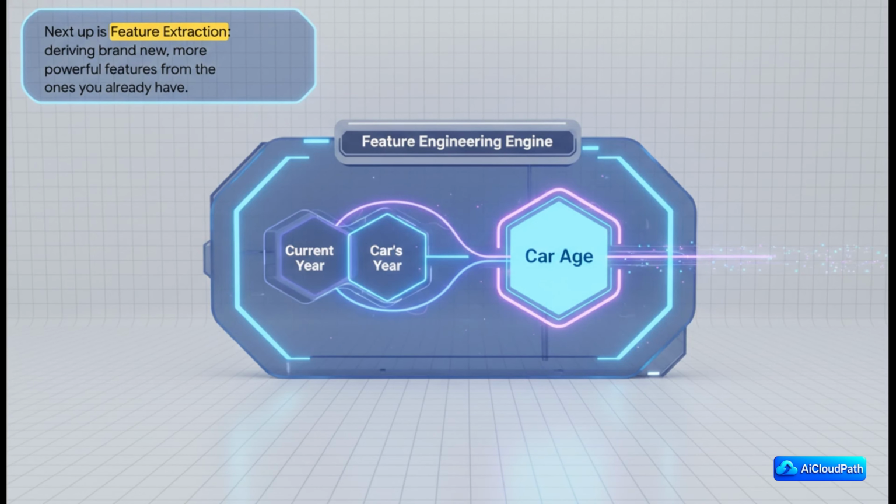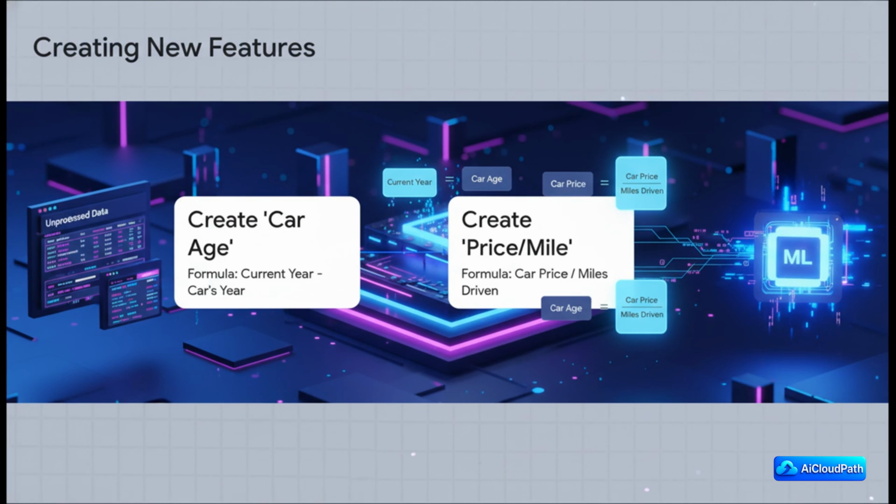Okay, so once we picked our best features, now we get to do the fun part. We get creative. The next step is called feature extraction, and this is where we actually create brand new, more powerful information from the data we already have. We're basically building deeper insights for our model. And here's why this is so powerful. Instead of just giving the model the car year, we can calculate car age. Think about it. That's way more useful, because an older car might be worth less or cost more to maintain.